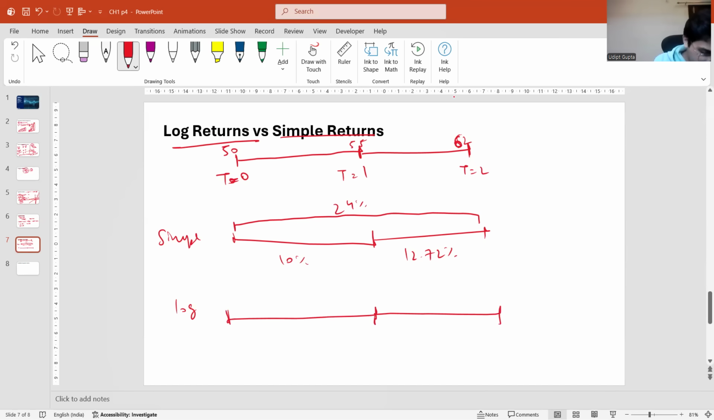Now with log return, log of 55 divided by 50 gives us 9.53%. And for the second part, log of 62 divided by 55 gives out to be 11.98%. And when we calculate the total, the log return is 21.51%.